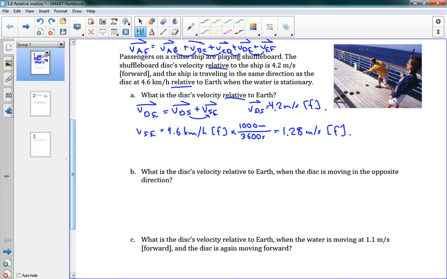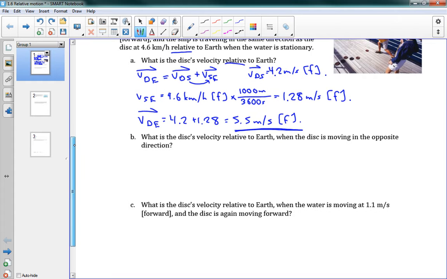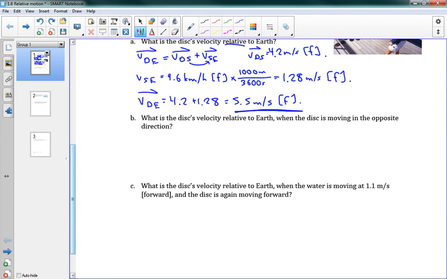Okay, and so now we can finally find the velocity of the disk relative to Earth. It's disk relative to the ship, so 4.2, plus the ship relative to the Earth, 1.28. And this gives me 5.5 meters per second forward. Okay. So, that's just an example of doing this relative velocity.